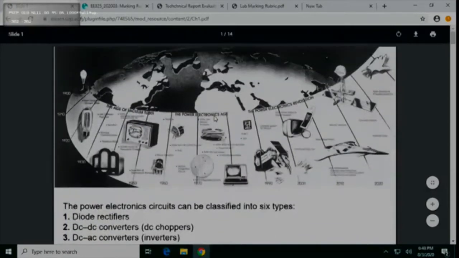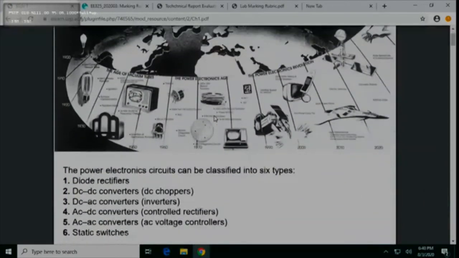So this is chapter 1. Power electronic circuits can be classified into 6 types: diode rectifiers, DC converters, DC choppers, DC-AC converters, which are inverters. That's just a special kind of name that is given. You can even say DC converter. But sometimes in the interview, you are going to be asked.